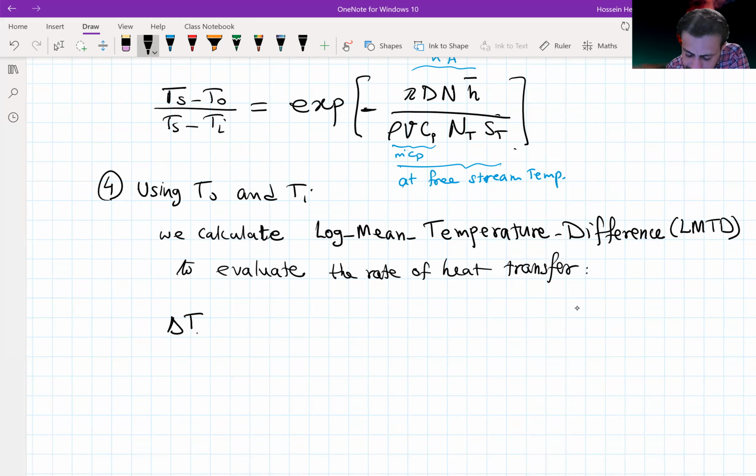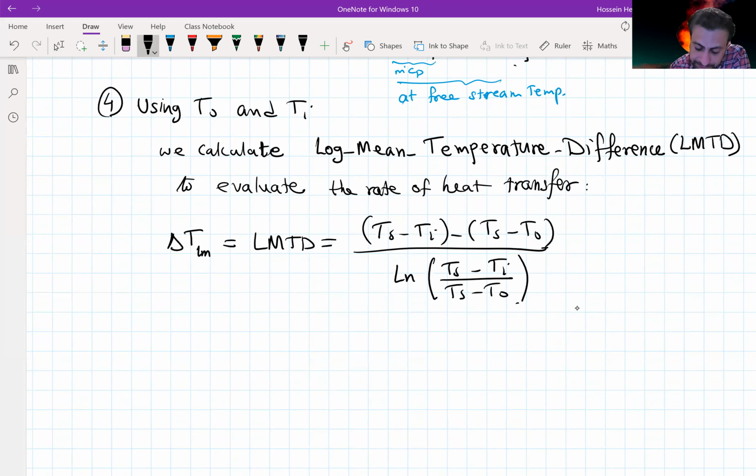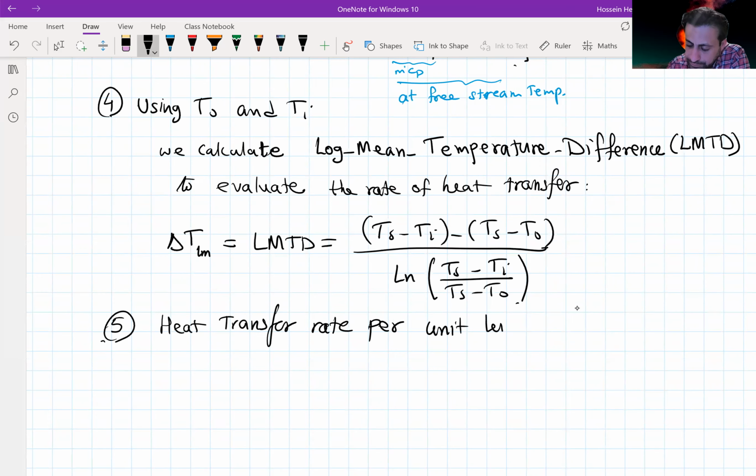So this delta T_LM, or LMTD, is (T_s minus T_i) minus (T_s minus T_o), divided by the natural log of (T_s minus T_i) over (T_s minus T_o). When we find this LMTD, the last step is to find the heat transfer rate. Generally, we evaluate that per unit length of tubes.